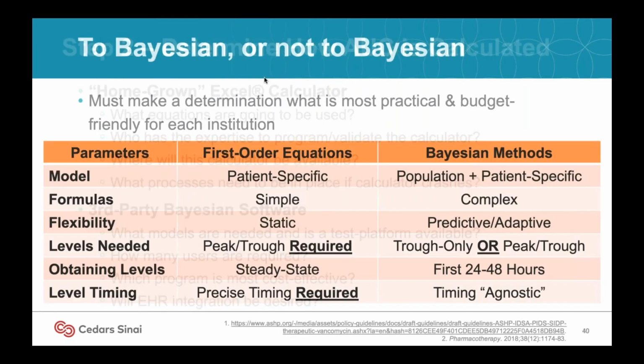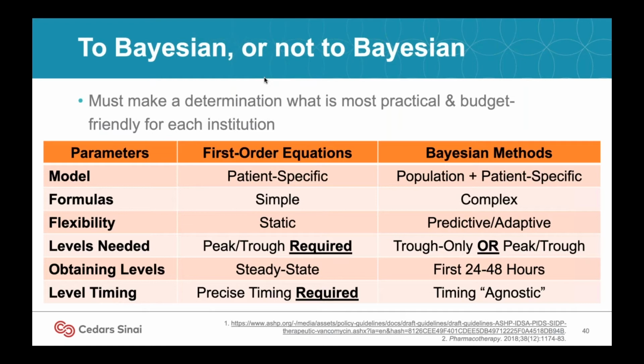And really, this was one of the key tables that we presented to our leadership in making a decision to Bayesian or not to Bayesian, if you will. So if we further compare the methods of first order pharmacokinetic AUC calculations, we see some additional advantages to Bayesian-based methods. Whereas our first order methods are fairly static, we have to extrapolate over various dosing intervals, or if we're changing dosing intervals, that becomes problematic.